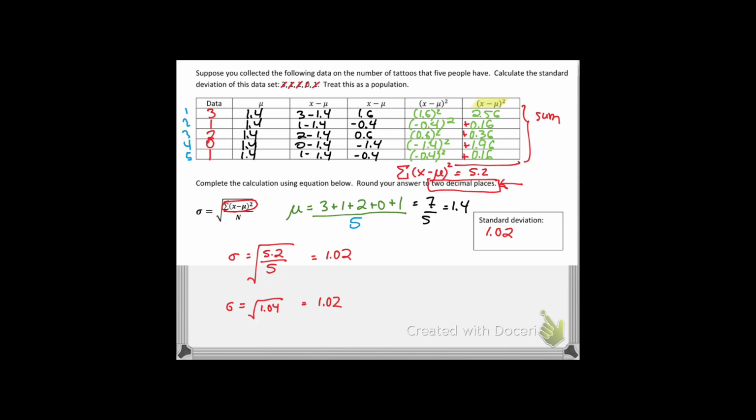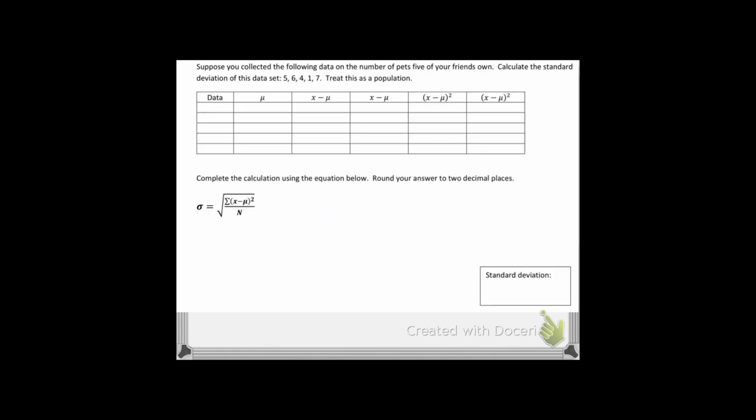All right, let's do one more example. My next example says that we are counting the number of pets that 5 of our friends own. Okay, and once again, we are treating this as a population, so we're going to use the population formula for standard deviation. Again, pause this video, copy down the table, and then fill it in as we go through this. So one person has 5 pets, another person has, left-handed. Another person has 6 pets, one person has 4, one person has 1 pet, and another person has 7 pets.